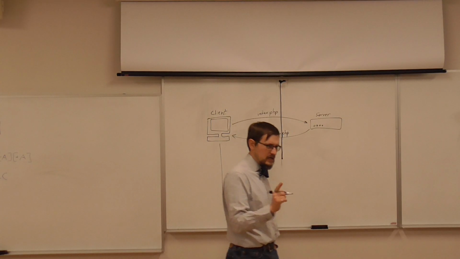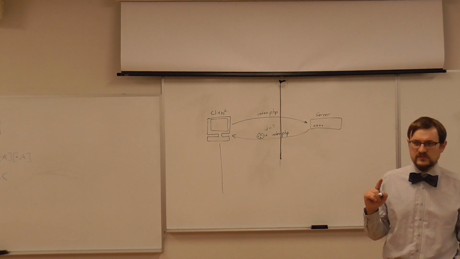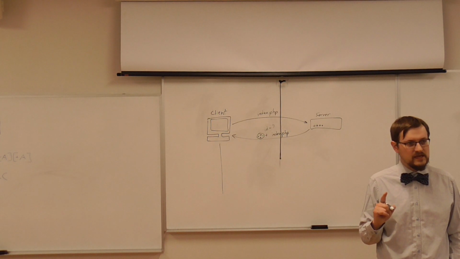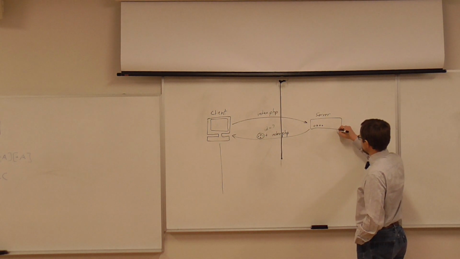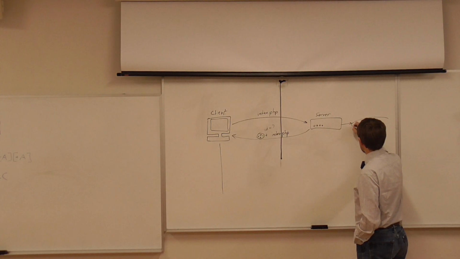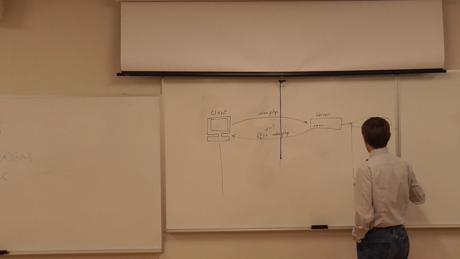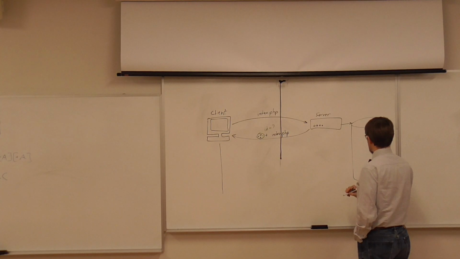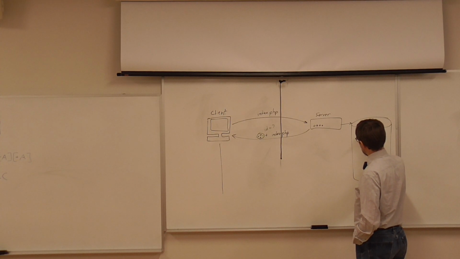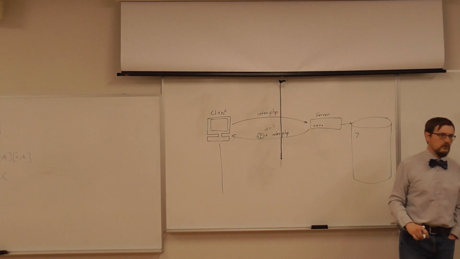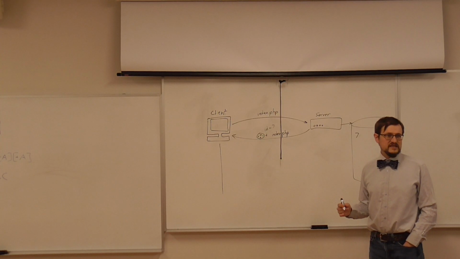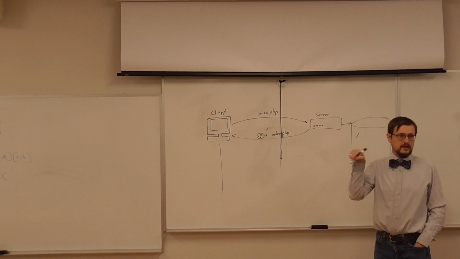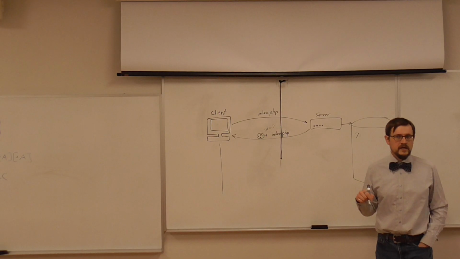At the same time that we have set up this cookie saying ID is equal to 7, the server sets up an entry in an internal database for user 7. You can think of it as a little JSON, a little clump of JSON, right?